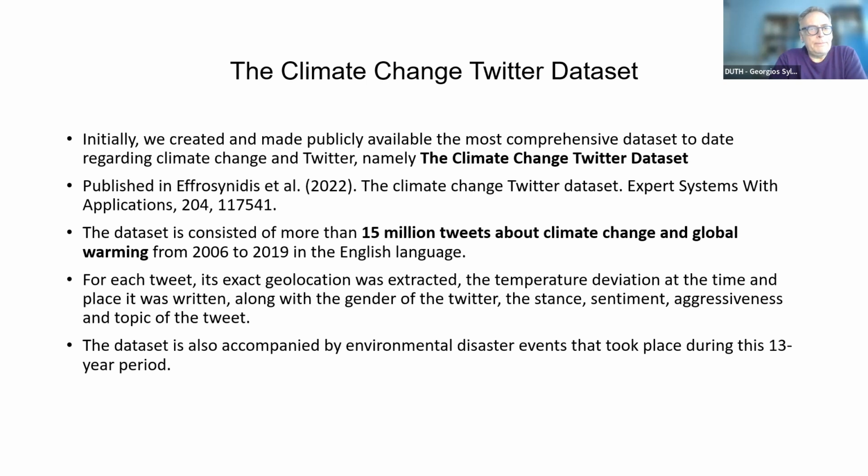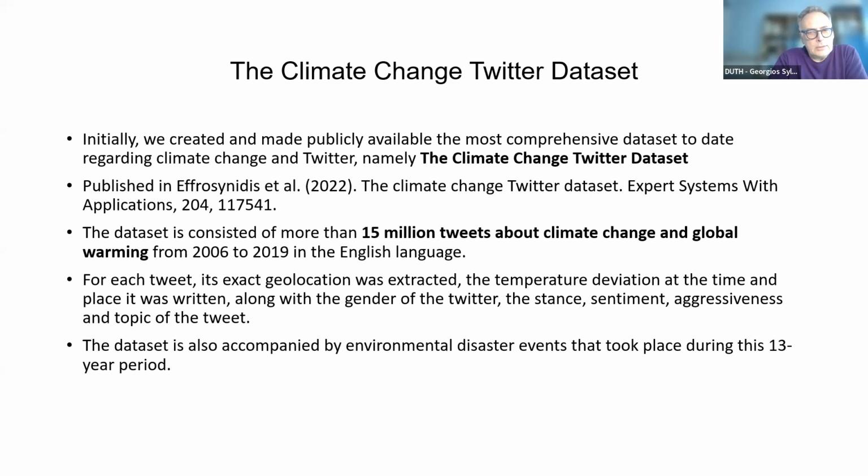In 2022. And for each tweet, as I said, we extracted the geolocation, the temperature deviation at the time and the place the tweet was written. So since we know the exact coordinates of the location, we were able really to go to historical temperature databases and see what is the current deviation against the mean temperature this particular area has, the gender of the person who was tweeting, the stance, the sentiment in terms of climate change, and the topic of the discussion.